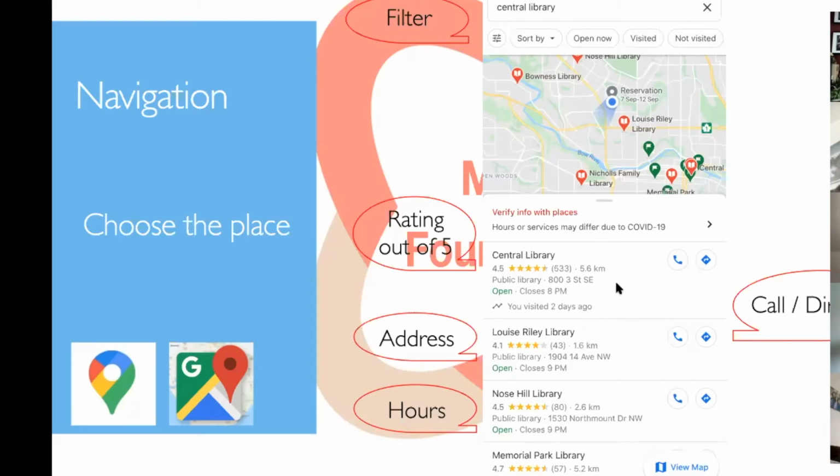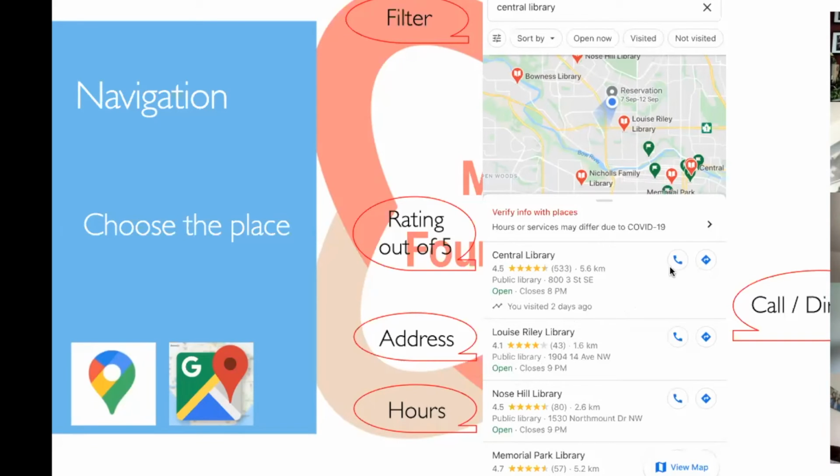that day. The other thing that you might see is timeline history. So if you have turned on that feature for timeline, then it will actually show you on here if you visited the business or not. So in this case, Coco had visited the Central Library 2 days ago when she had taken this screenshot. Whereas the Louise Riley Library, she hasn't visited at all, and it doesn't actually show anything on here.